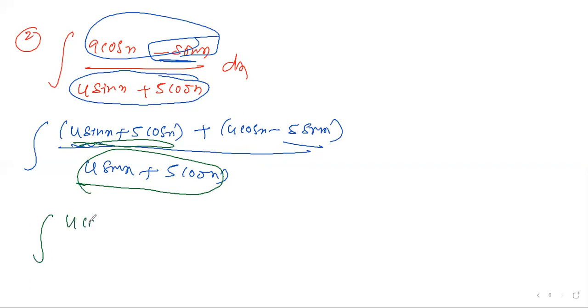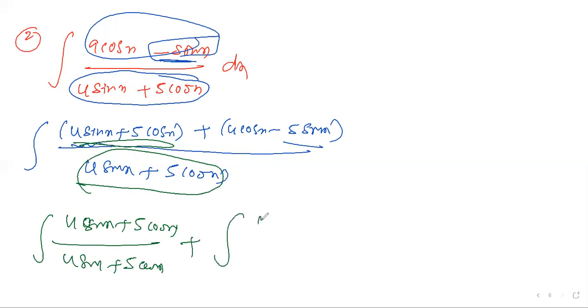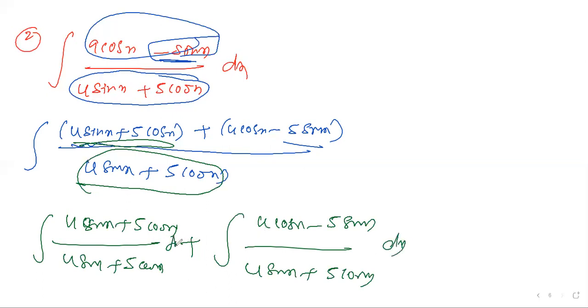Integration, I'll separate the denominator 4 sin x + 5 cos x by 4 sin x + 5 cos x, plus integration 4 cos x minus 5 sin x by 4 sin x plus 5 cos x, and dx is common. Still clear? So this is a very simple one. Now it is very simple. I think you are talented, you can easily identify.